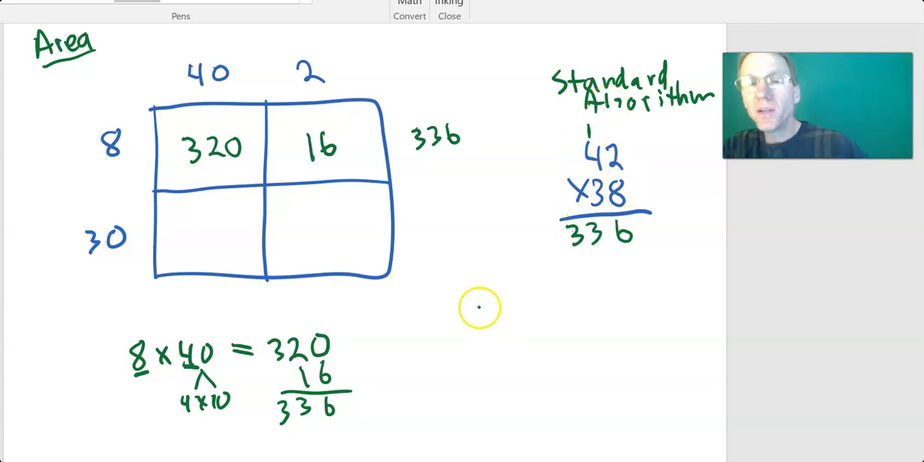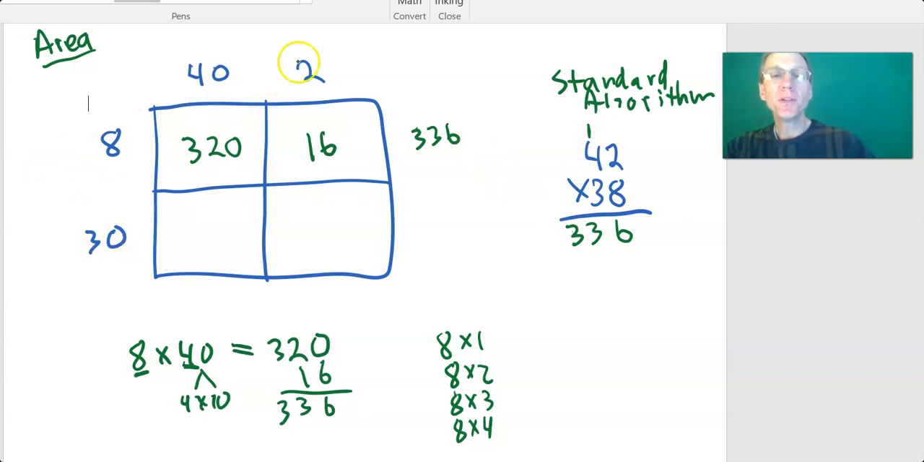Also, when you're doing this, if you know you're going to multiply by 8, you can write these facts on your paper. 8 times 1, 8 times 2, 8 times 3, and that's what I recommend you do. Save you a lot of time. You only need to go up to 8 times 4, as you can see here. So that's how that works. It matches. Okay, now we'll do 30 times 2.